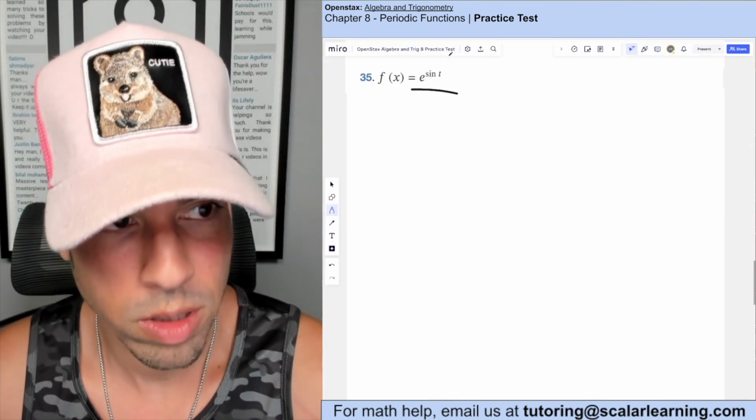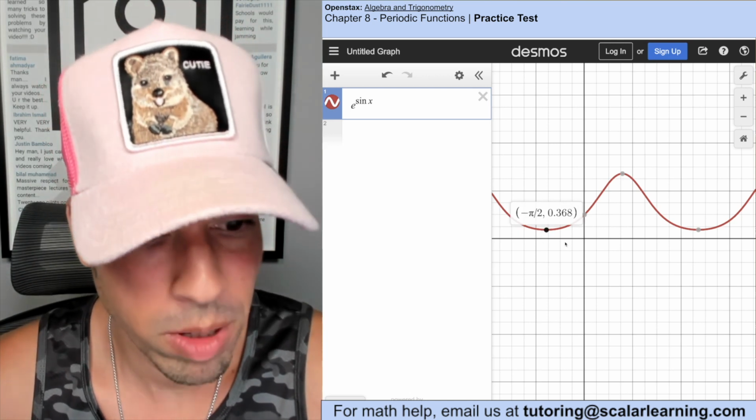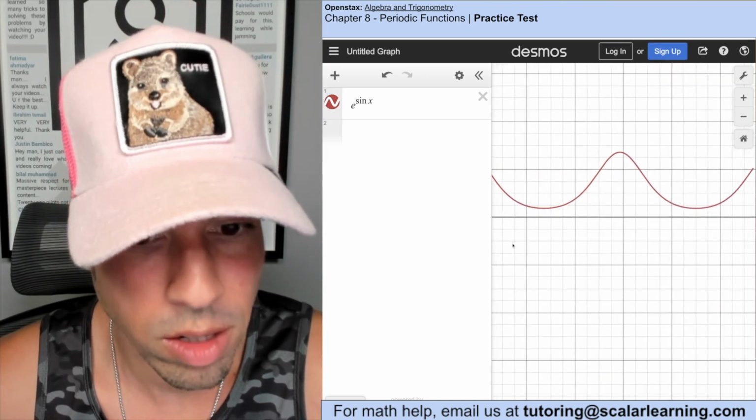So for this one, it says to graph it and then note any periodic behavior. So let's graph it in Desmos now. As we graph it, it does definitely look periodic, right? It looks like it repeats. It kind of cycles as we go through.